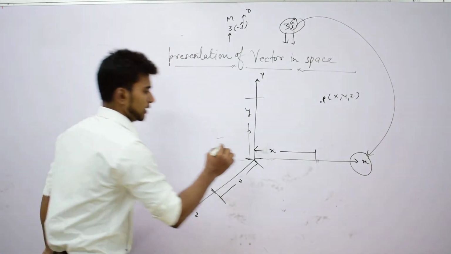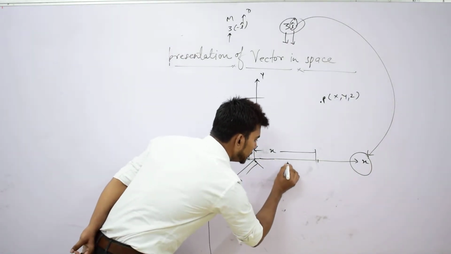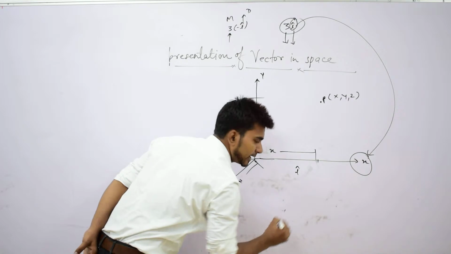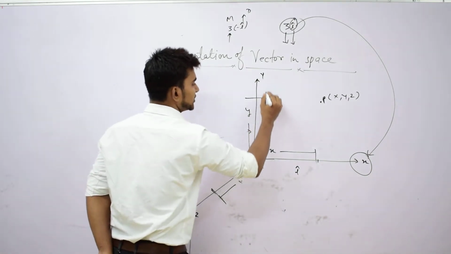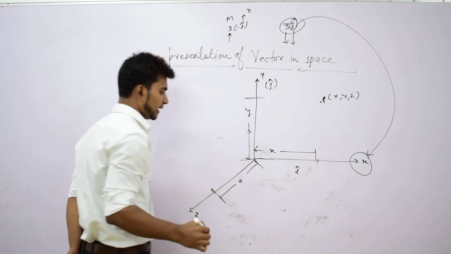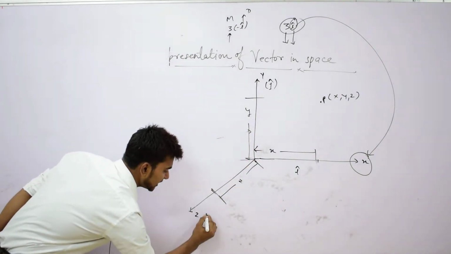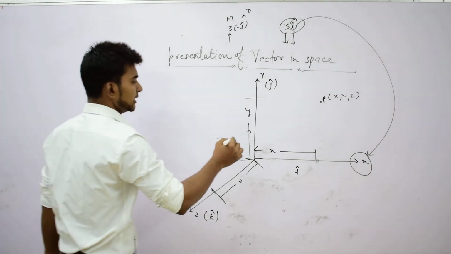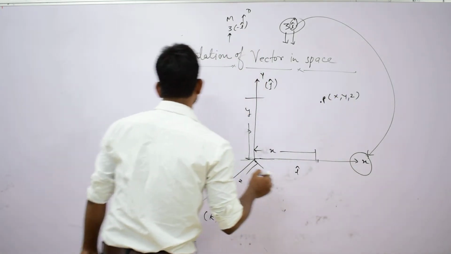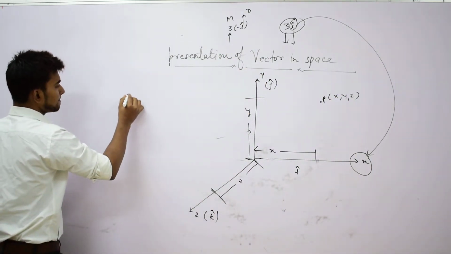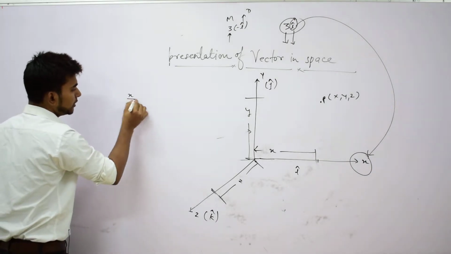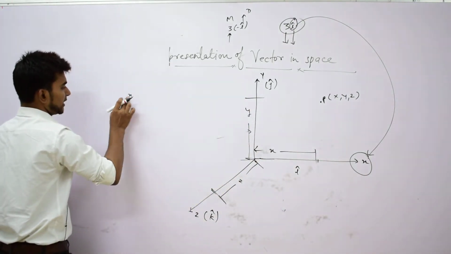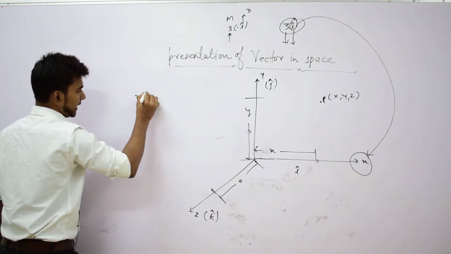For denoting a unit positive direction in the x direction, we use I cap. For the y axis representation, we use J cap, and for the positive z axis representation, what do we use? K cap. So how can we write it? If we need to express the position of this point, how can we write? Here x is the magnitude which is in the positive x direction. So we can write x I cap.